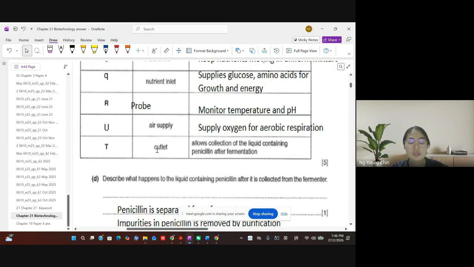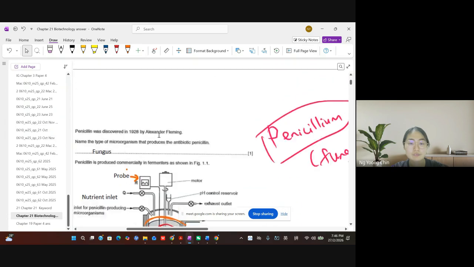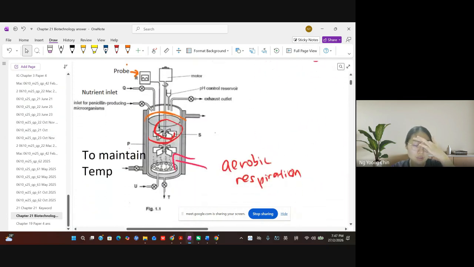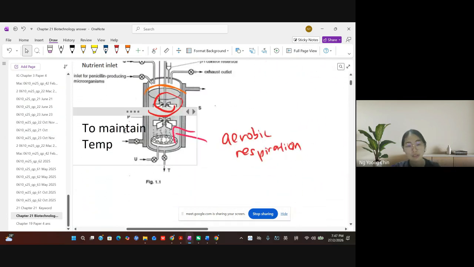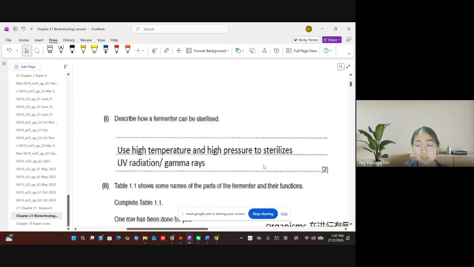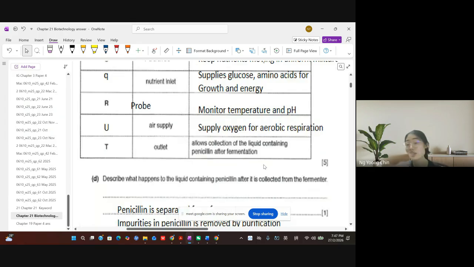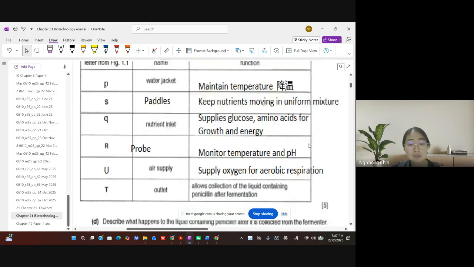Yeah, and then for example, this U and T, right? Okay, air supply. So this one, U, they are actually talking about what? They say that it supplies oxygen for cellular aerobic respiration. So they need to allow the air to come inside. When the fresh air comes inside, it can bring more oxygen inside. And then T is the outlet.